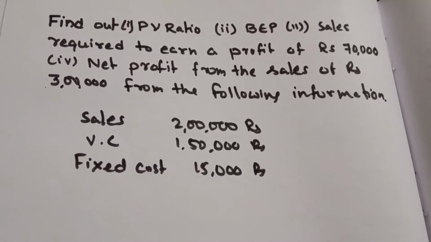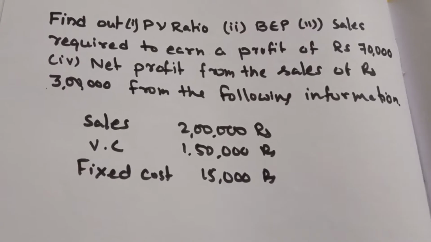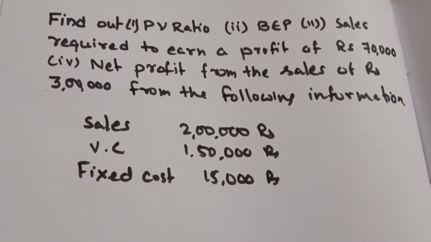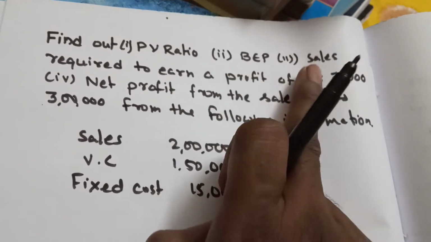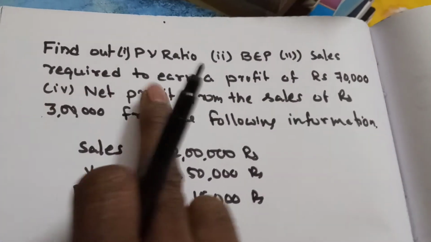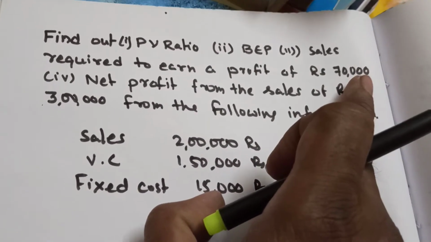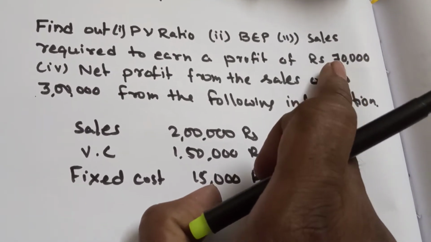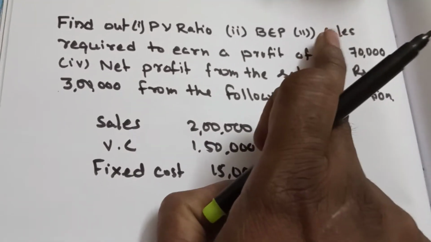Hi class, today we are going to learn a very important topic, that is find out PV ratio, break even point, and sales required to earn a profit of rupees 70,000. That means if we want to get 70,000 profit, how much goods we have to sell?